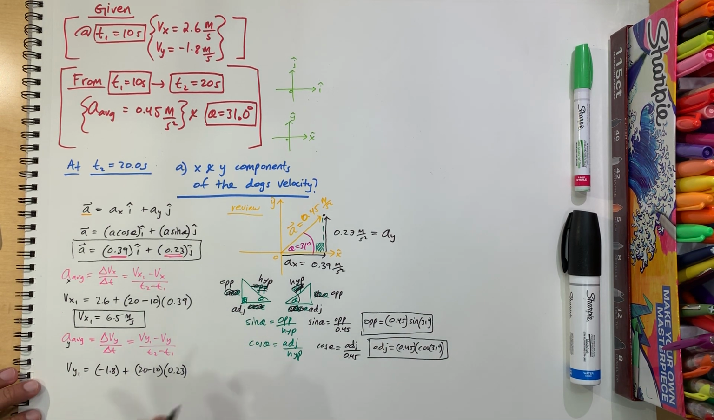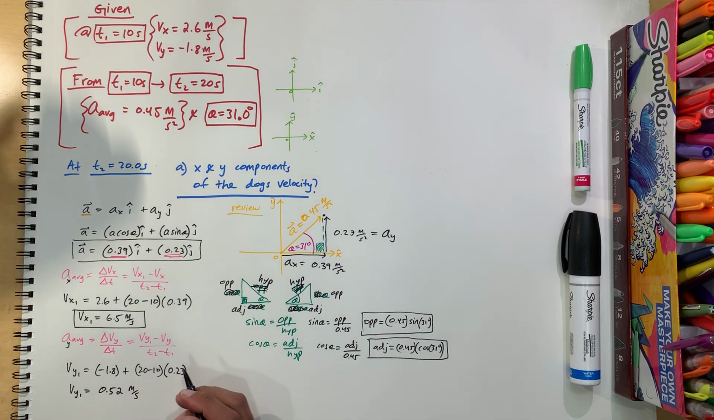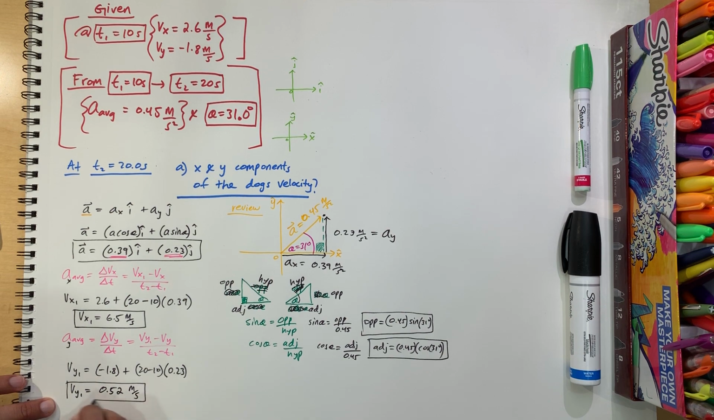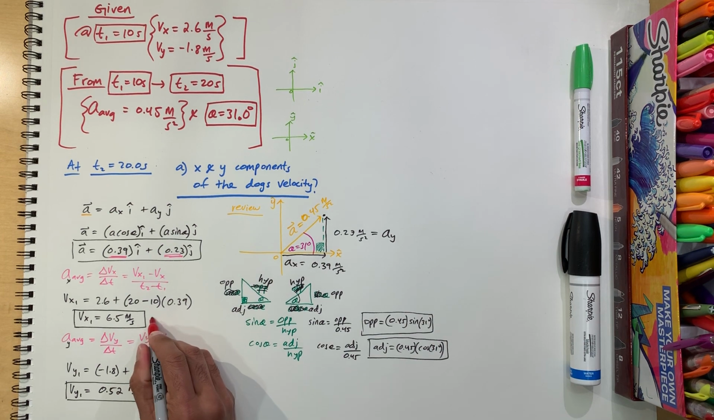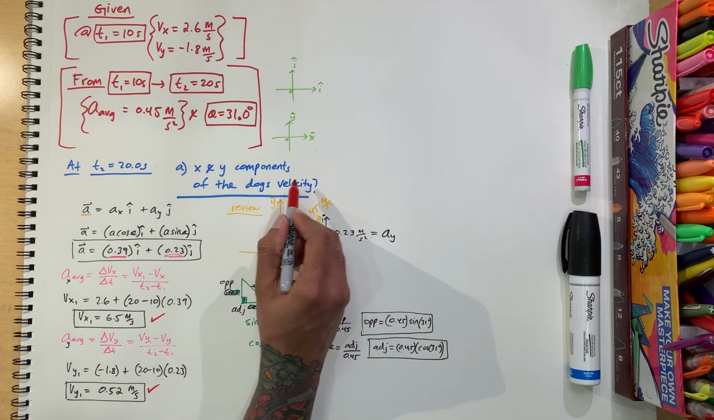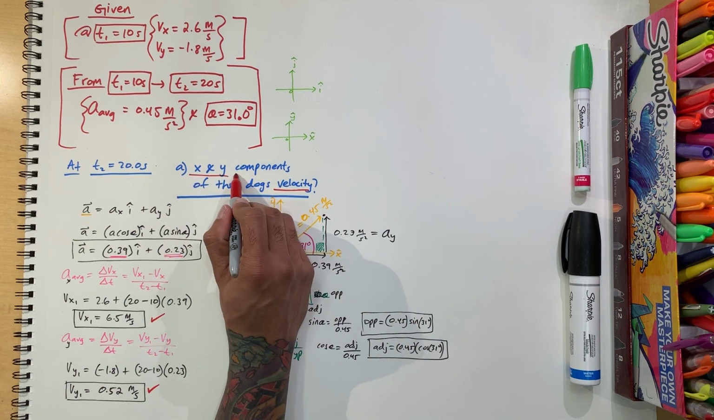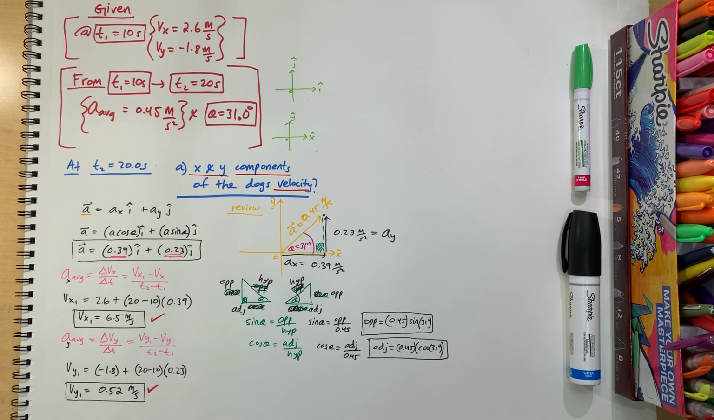so we plug that in, and we got velocity y1 is equal to 0.52 meters per second. Meters per second, yeah. All right, so that's it. So this and this were for this. Okay, so we got the X and Y components for the dog's velocity at t equals 20 seconds.